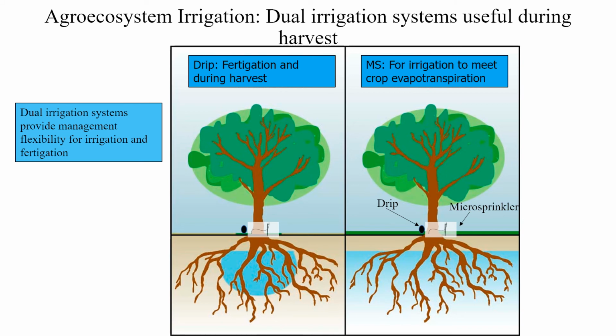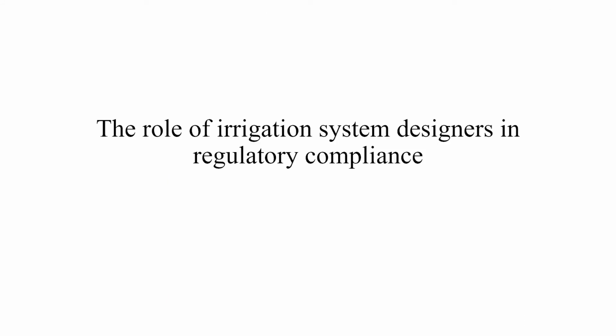When it comes to harvesting, it will be nice to have systems that allow you to continue irrigating one variety while you're drying on the floor another variety that happens to reach maturity quicker. And that's why more and more you're now seeing systems that have both drip and micro sprinklers.